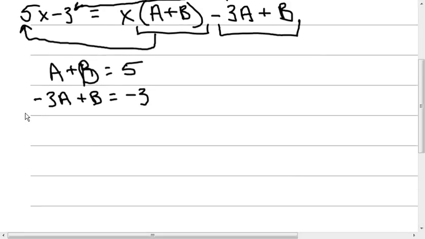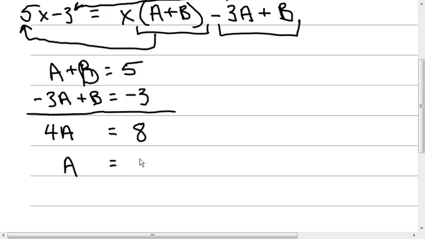And one of the ways we could do it is just by subtraction. Let's subtract this equation from this equation. So A minus (minus 3A), we get plus 3A, so A plus 3A, we get 4A. Minus B plus B, we get nothing, equals 5 minus (minus 3), and we get 8. Therefore, A is equal to 2.